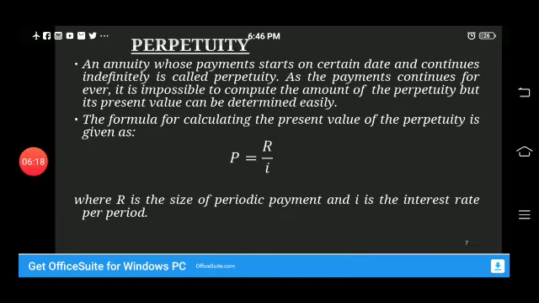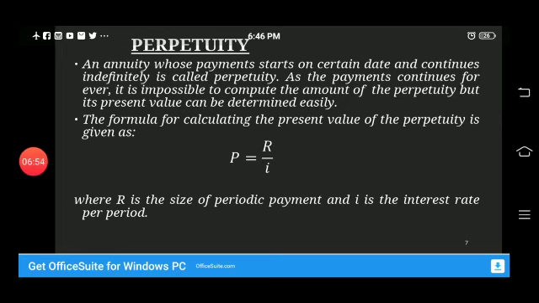Now, this is the last concept of annuity, that is the perpetuity. An annuity whose payments start on a certain date and continue indefinitely is called a perpetuity. Continues indefinitely, what is it telling us? That if n is unknown, if we do not know how many times it will remain, and it continues so on, and the question is not asking us to find n, it means they are not talking about n, then that would be a perpetuity.